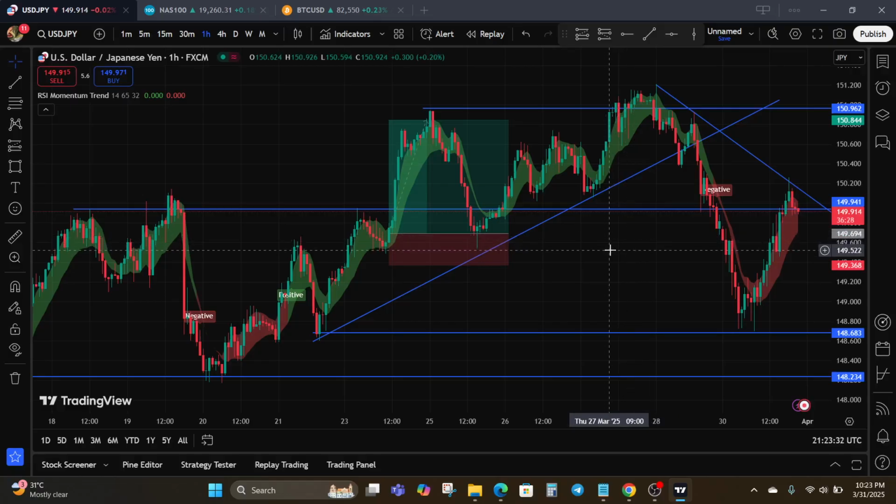Okay, so the RSI Momentum Trend is a powerful upgrade to the traditional RSI, offering better trend confirmation, clearer signals, and improved trade timing. If you want to take your RSI trading strategy, to be specific, to the next level, then this is the indicator to use.